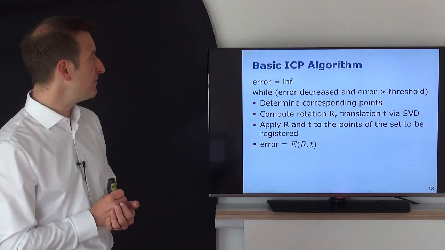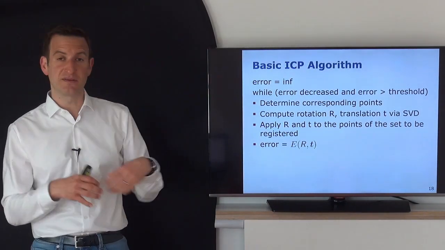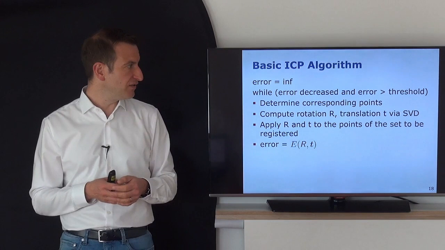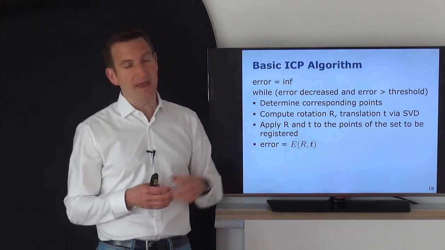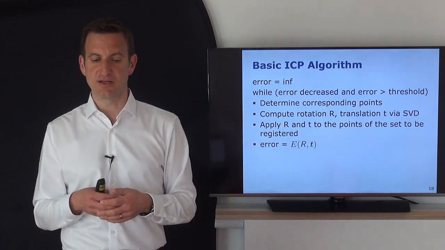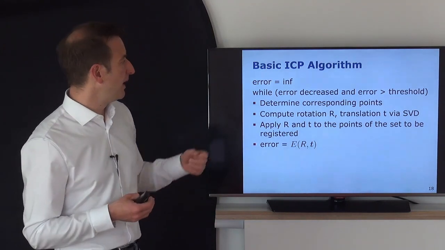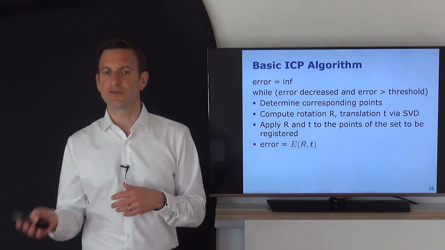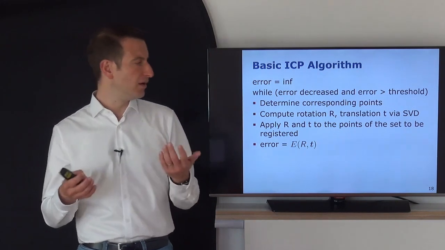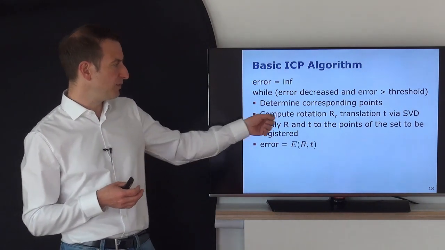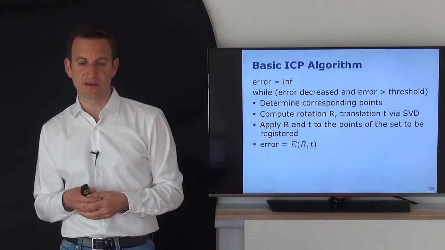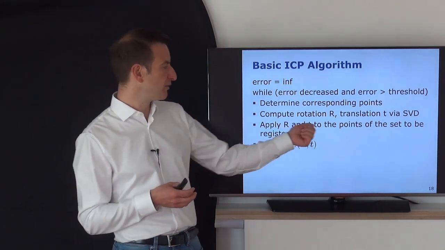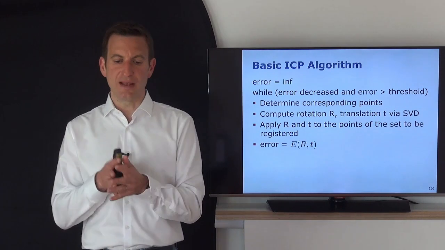If you put this into an algorithm, it would look something like this. We start with an initialization of our error value. While the error has decreased in the last iteration and the error is still larger than a certain threshold, we continue our iterative process. We determine our corresponding points. This can be, for example, taking the closest point in the other point set given the initial guess. This is a standard approach. Then we compute the rotation and the translation vector using the SVD-based approach that I just explained before. And then we apply this rotation and translation to register or align those point clouds.